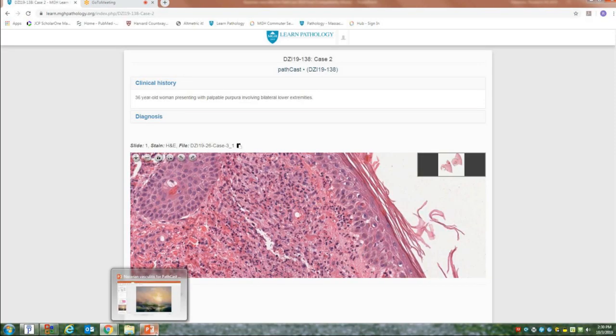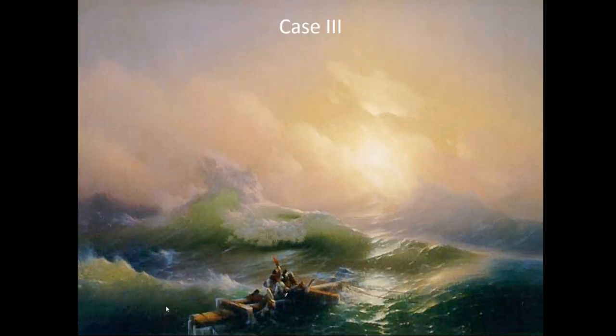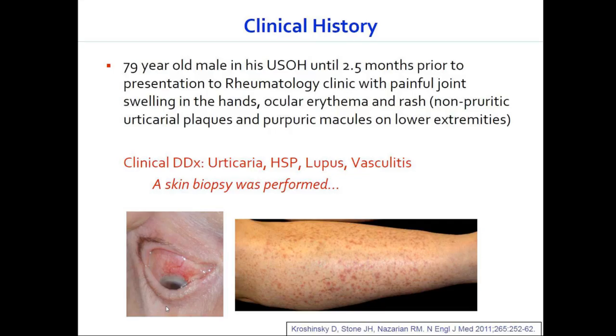And now let's take a look at another few cases of an acute vasculitis, beginning with case 3 here. The patient was a 79-year-old male in his usual state of health until 2.5 months prior to presentation to his rheumatologist. He complained of painful joint swelling in the hands, ocular erythema shown here, and a rash comprised of purpuric macules on the lower extremities as shown on the bottom right. The clinical differential included urticaria, Henoch-Schönlein purpura, lupus, and vasculitis, and a skin biopsy was performed.